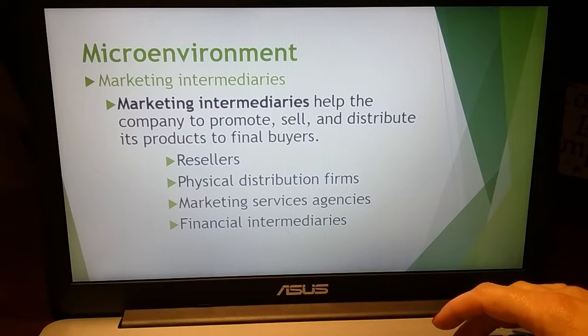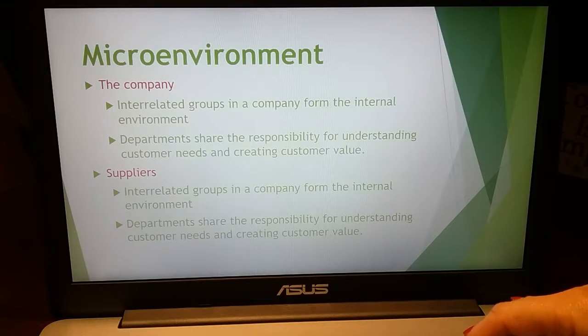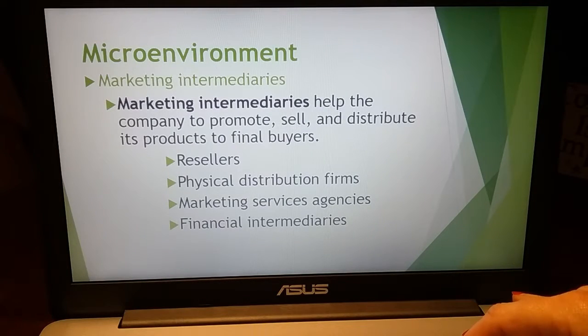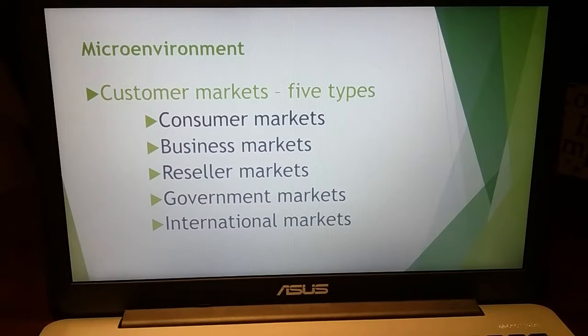So let's go back. So far in the microenvironment, we have the company, suppliers, marketing intermediaries, and customer markets. There's essentially 5 types of customer markets. Consumer markets, business markets. Consumer markets are people like you and I who buy products for our end use. Business markets are people who buy products to use in the running of their business. Chairs, desks, computers, rugs, paper, equipment, trucks, that kind of thing.